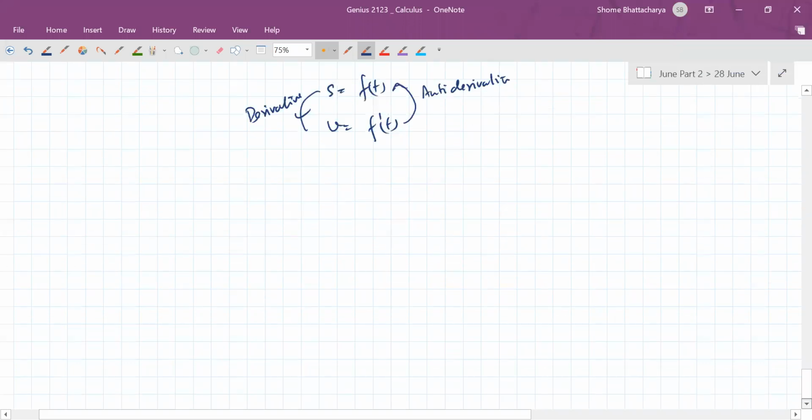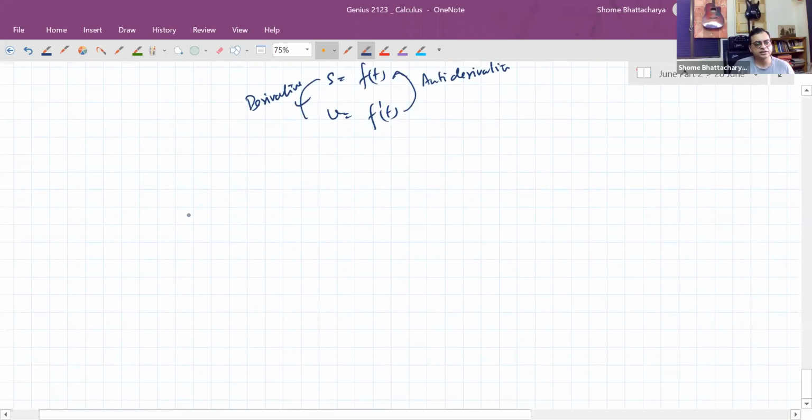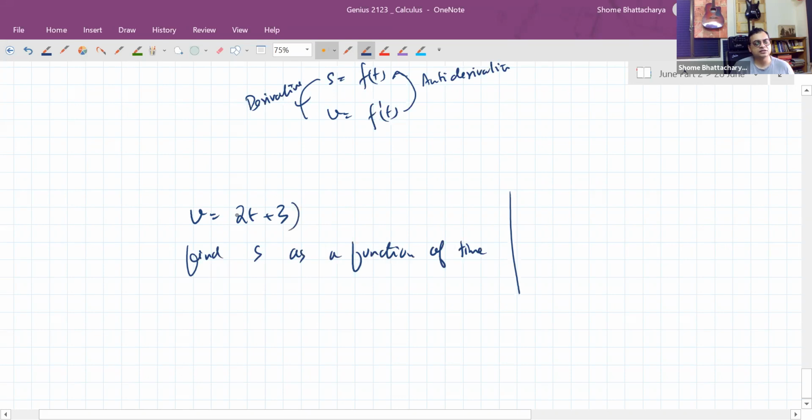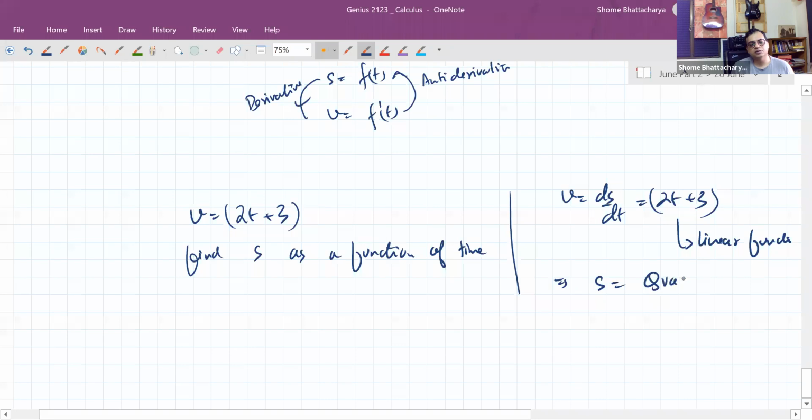Remember we had done those types of questions, where speed as a function of time is given to us as something linear, like 2t plus 3, and I said to find distance as a function of time. If you go back to worksheet 2 and 3, we had done some questions like this by sort of guesswork. We had said that speed is ds by dt, and here that is a linear function. So that means s must be a quadratic function.